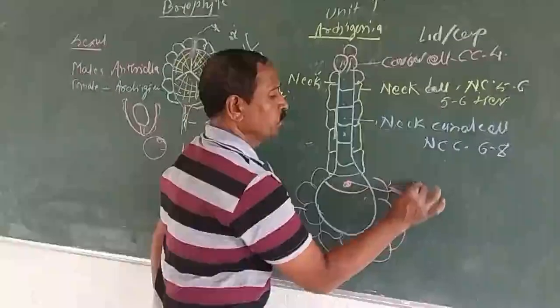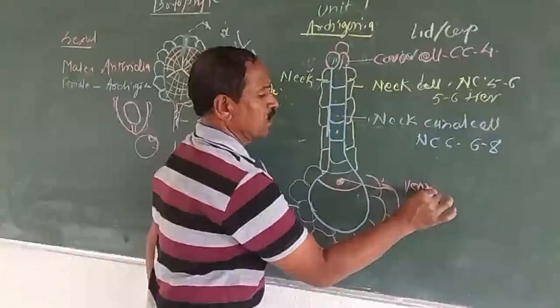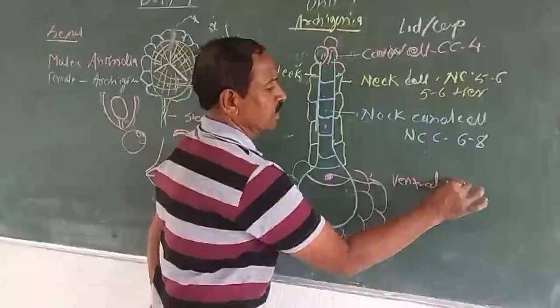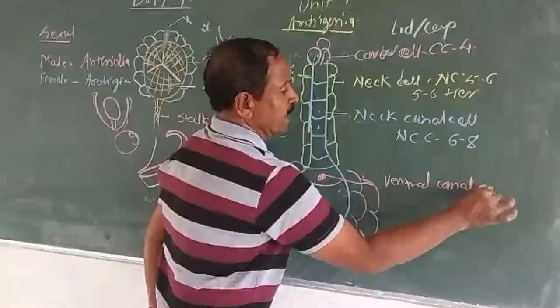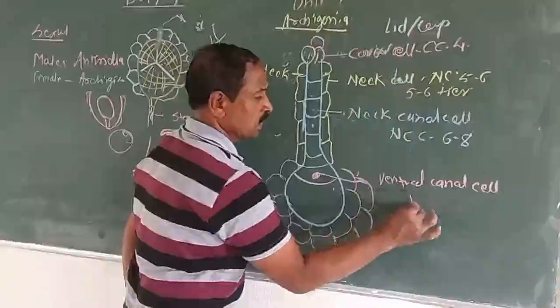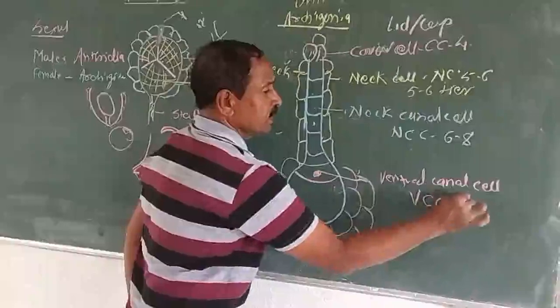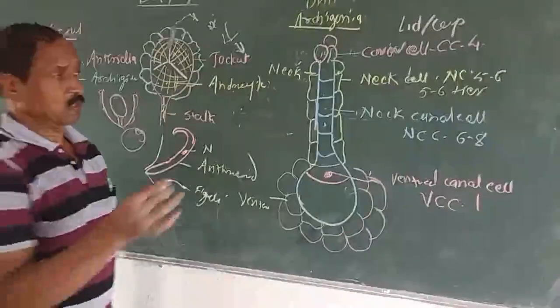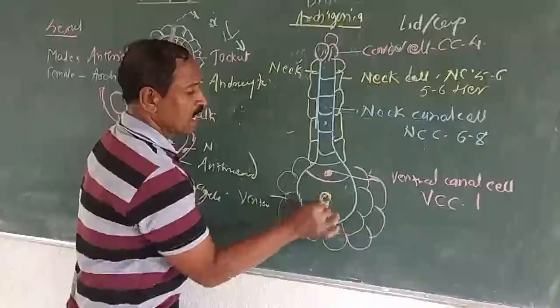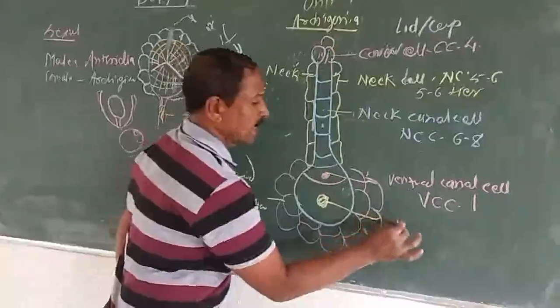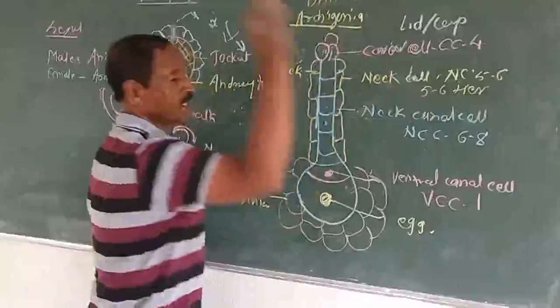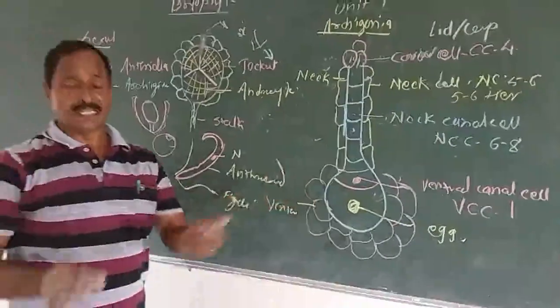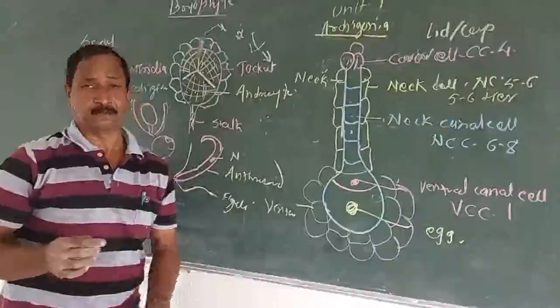Below the neck canal cells, a small cell is present, called the ventral canal cell, in short VCC. It is single. And at the lower part of the archegonium, a large cell is present called the egg, and this is the female gamete, that is the egg.